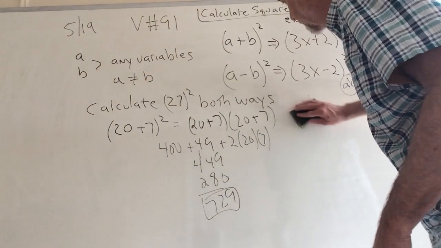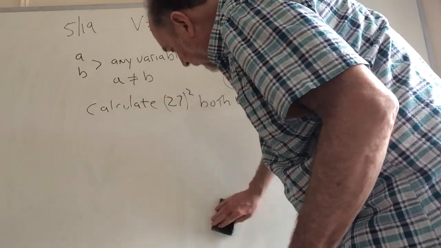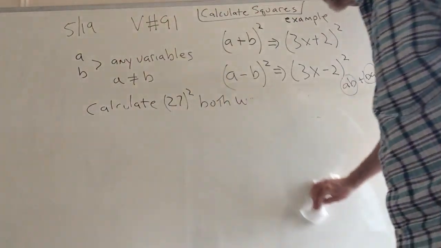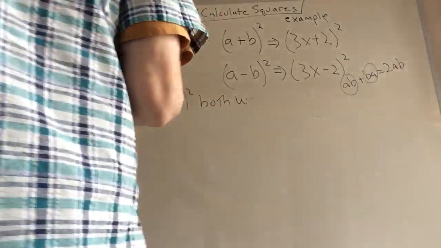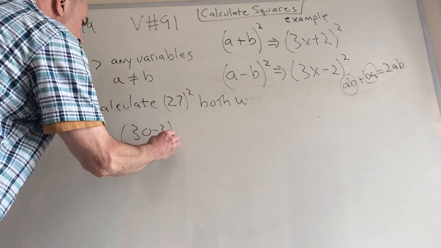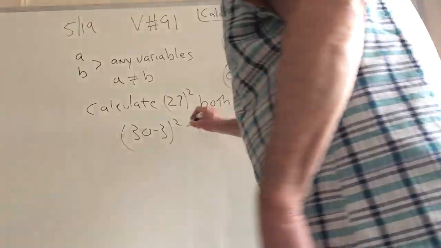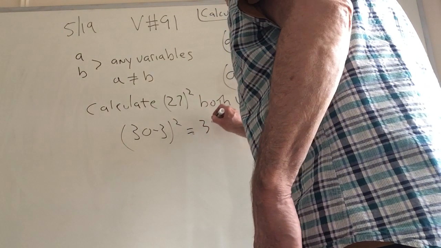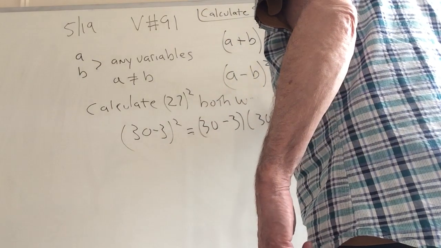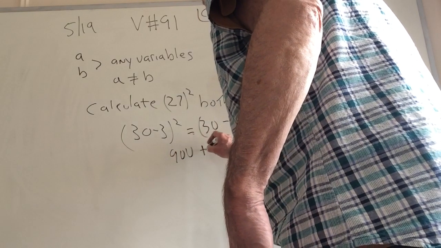Let's try another one. The same number, I mentioned both ways, and let's get the same answer subtracting this time. So what's another way to write 27 squared using subtraction? Well, I would say 30 minus 3 is equivalent to 27 squared. So I'll just write that out, and that means, using the FOIL method, I get 30 minus 3 times 30 minus 3. And when I put that all together, I get 900 plus 9.